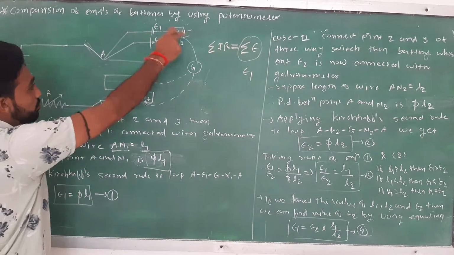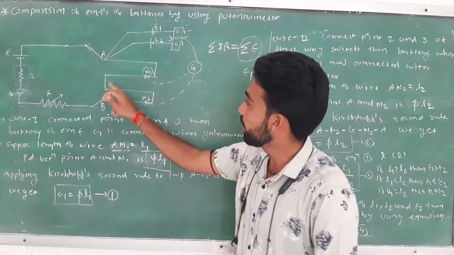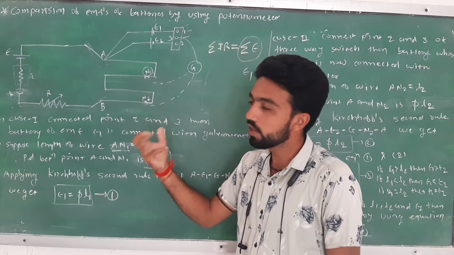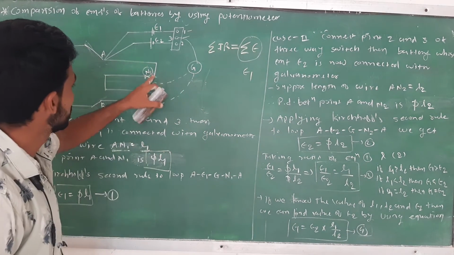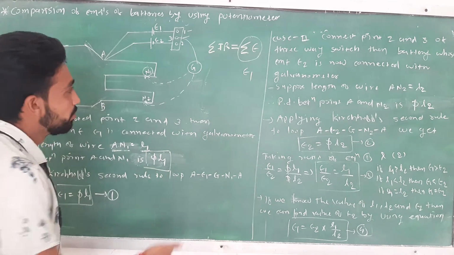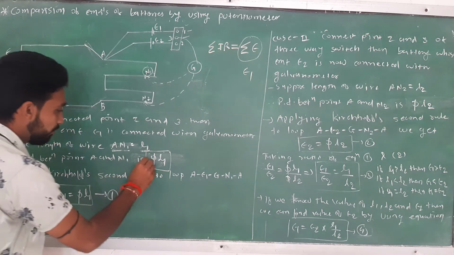Now here, can you see any resistance? No, but the wire is there, and the wire has its own resistance. So it has some resistance, but here we need the potential difference. So the potential difference we have already found.